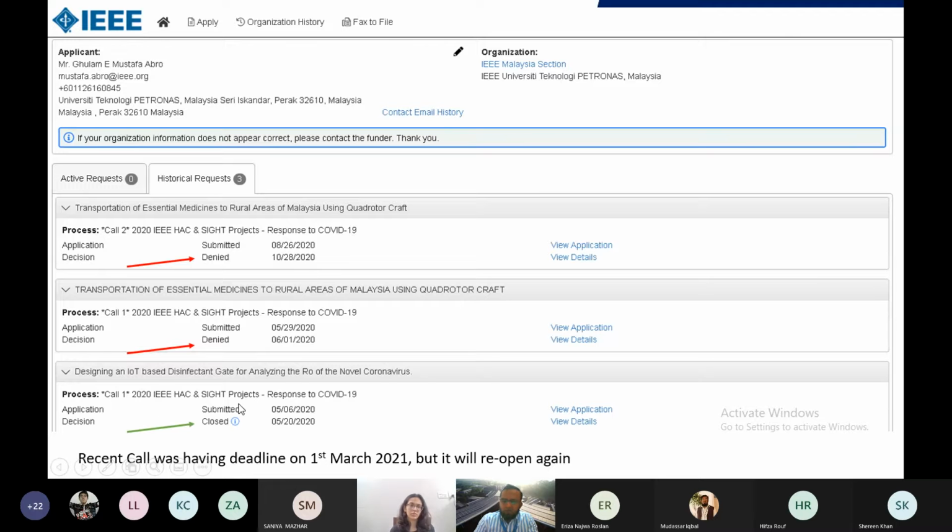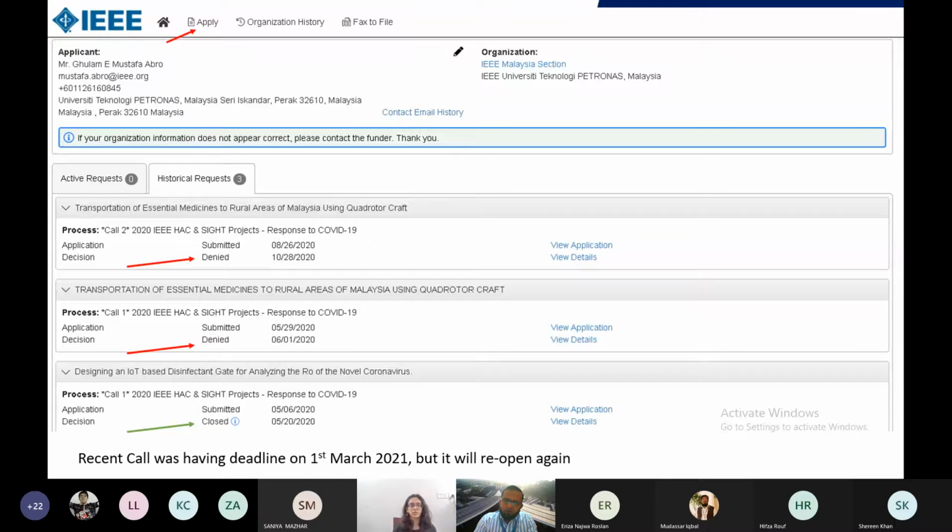So this one actually got submitted and accepted, and the topic was designing an IoT based disinfectant gate for analyzing the R naught. R naught is the reproductive coefficient of novel coronavirus like COVID-19. This is the coefficient that basically shares the information on how COVID will spread in a particular jurisdiction or in a particular city or in a particular area. So this is one of the most important things to compute. For this proposal, I got the acceptance.